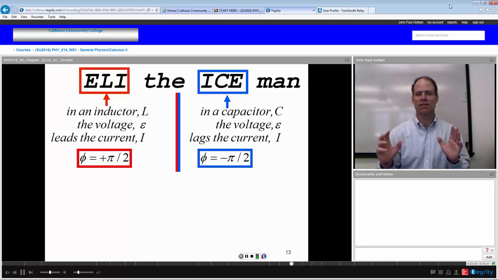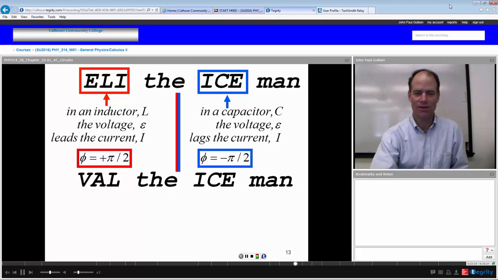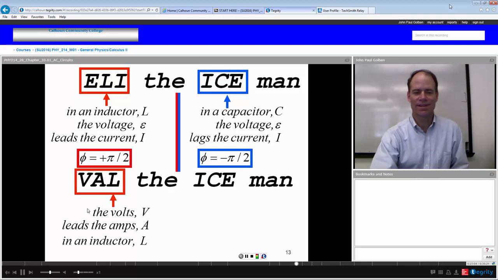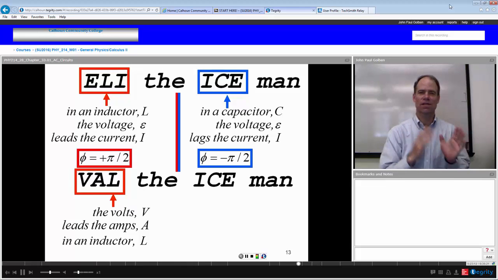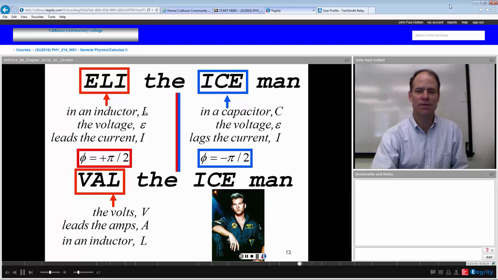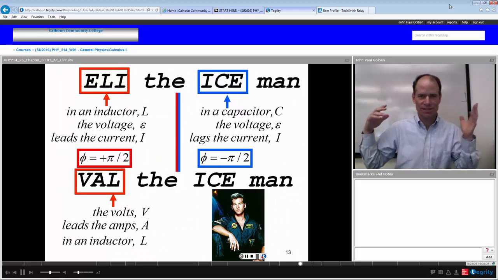So here's a mnemonic device to help you remember the phase relationships between the voltages in these devices and the current in the circuit. ELI the ICE man. Well, that's a good memory device, but I have one of my own, which I call VAL the ICE man. It kind of works in a similar way. In the inductor, the volts come before the amps. See where I'm going with this? In the inductor, the volts come before the amps. That gives you VAL. And we know that in the movie Top Gun, Val Kilmer was the Iceman.